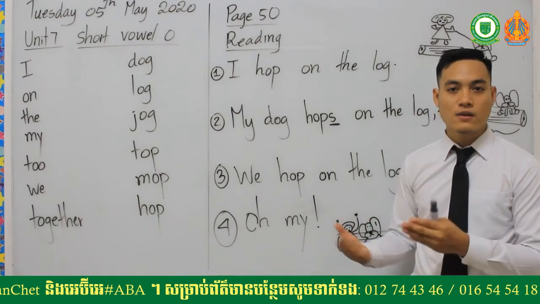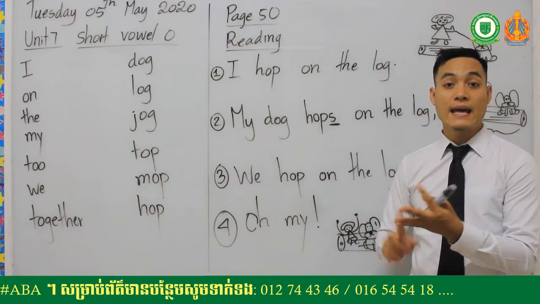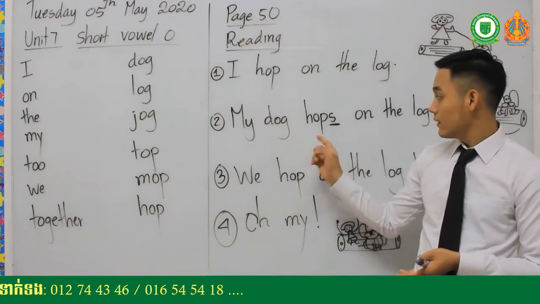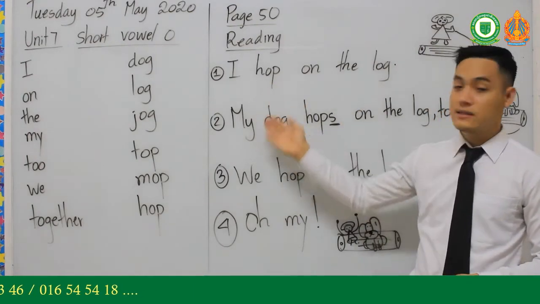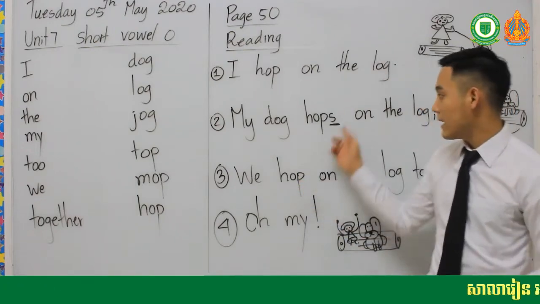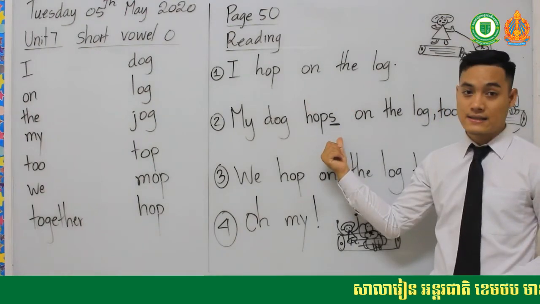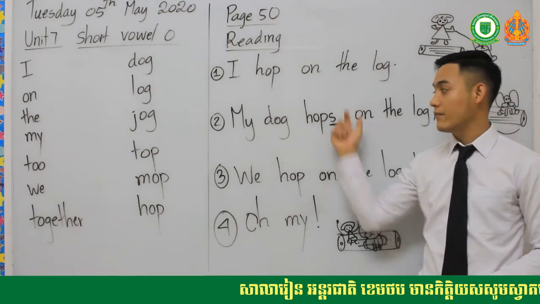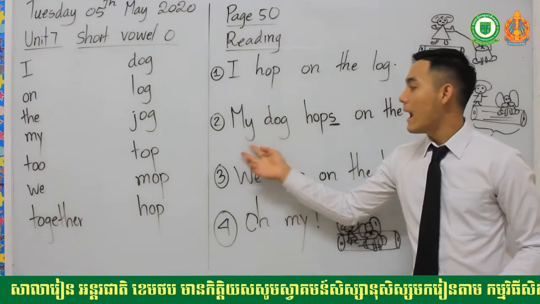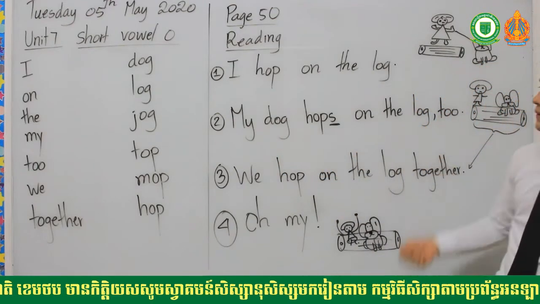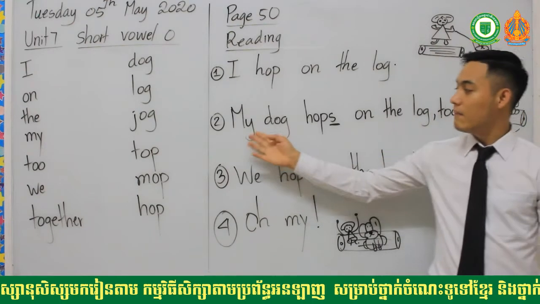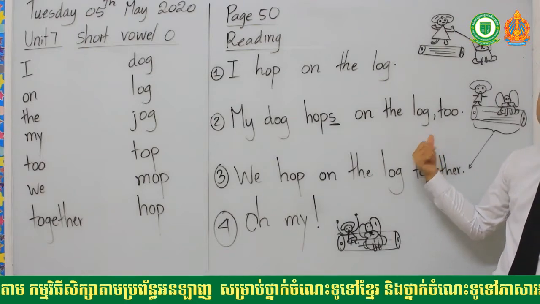So what are third singular pronouns? He, she, it. The verbs after he, she, it must have es, s, or change y to ies. But in this one, the word hops, we need to add s. That's why the word hop adds s after the subject my dog. Okay, so read together. My dog hops on the logs too. Or we can say, my dog hops on the logs too.